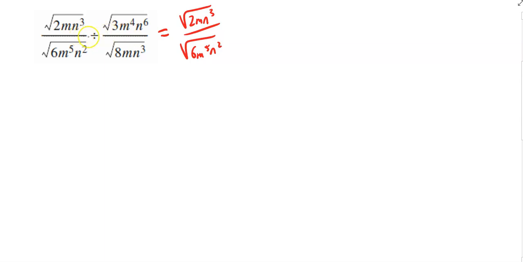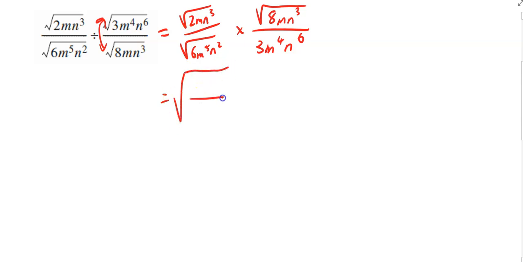Now, if we're dividing surds, remember that's the same as multiplying surds, but then the reciprocal of that second fraction. Root 8mn cubed over 3m to the 4n to the 6. There's no right way to do the next step, but what I'm going to do is rewrite the whole thing as a big surd with the whole fraction in it, both on this side and on that side.